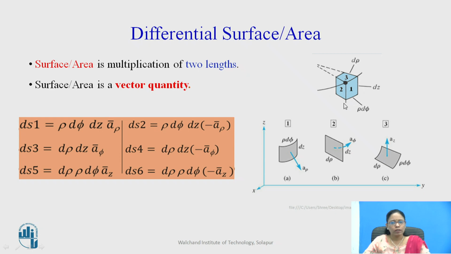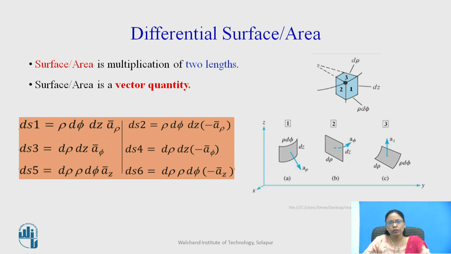It has three lengths: rho d phi, this is dz, and this is d rho. When I multiply these two lengths, the direction is outward a rho bar, which is rho d phi dz a rho bar. Similarly, there can be a surface in the opposite direction, minus a rho. When I multiply these two lengths, I get the surface in the phi direction. When I multiply this curvature with this rho d rho length, I get rho d rho d phi, and the direction is positive az. Similarly, there can be a surface in the negative az bar direction.